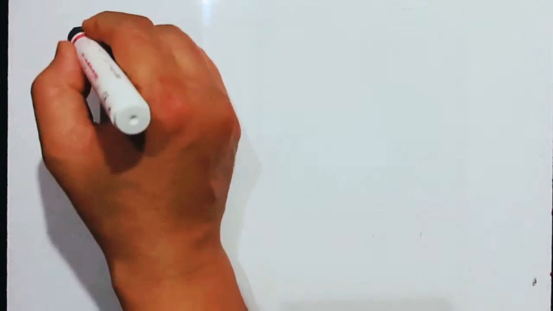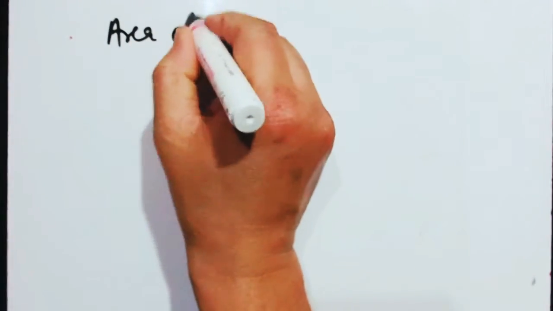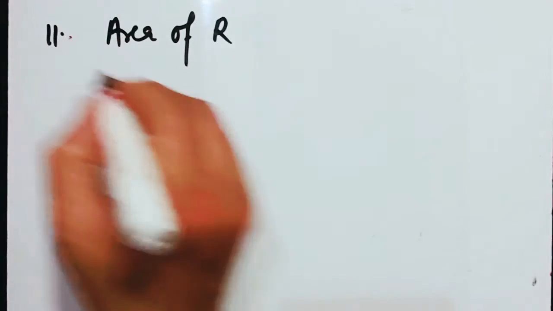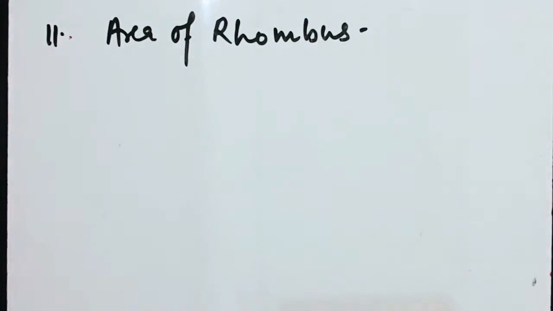Find the area of the rhombus. We are dealing with number 11. Area of rhombus. Now let us first see what actually a rhombus is.